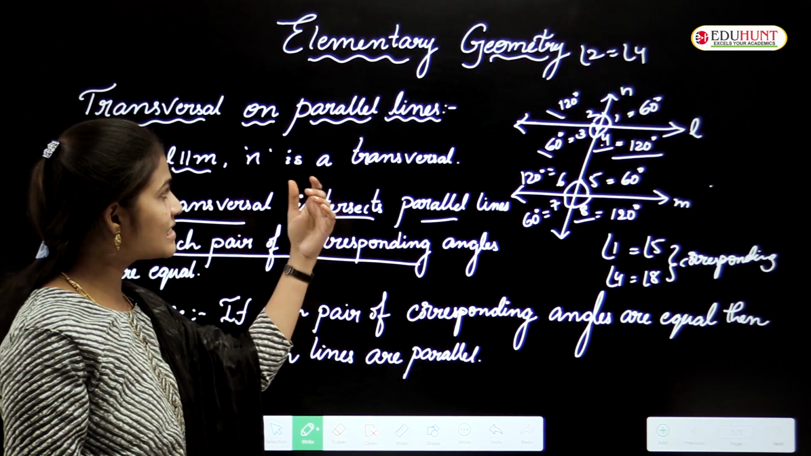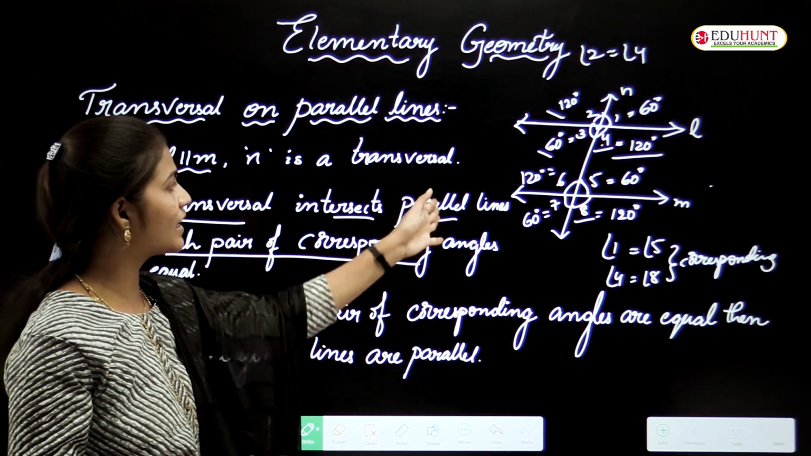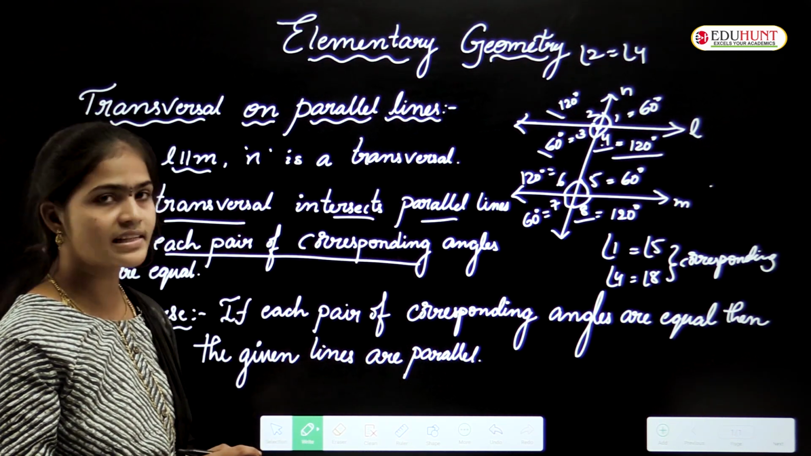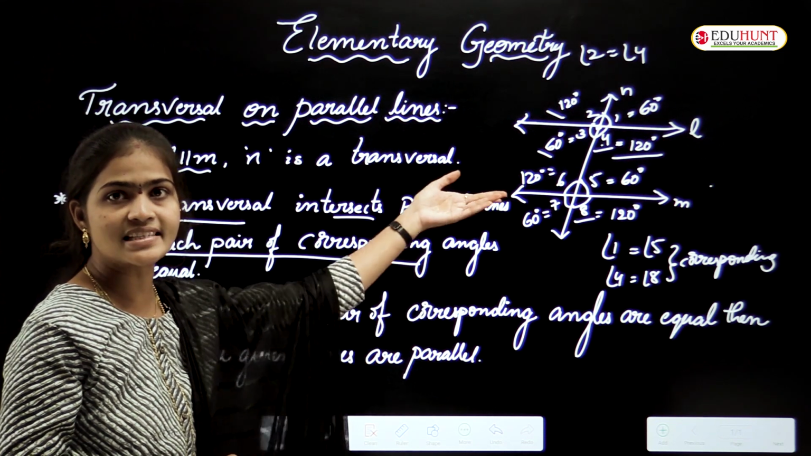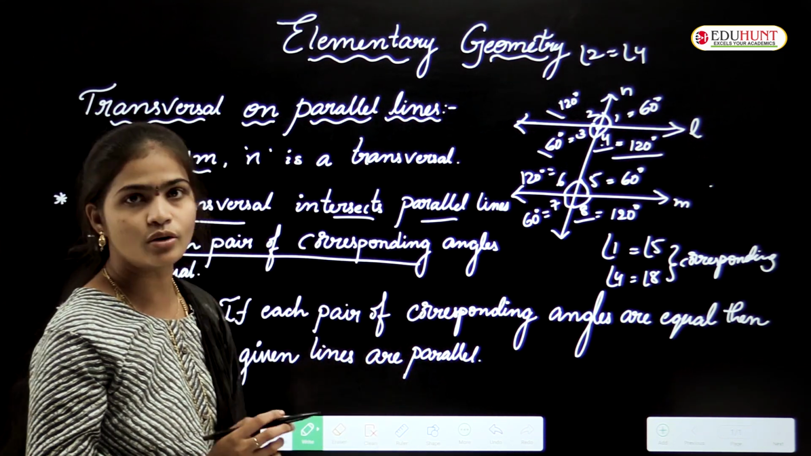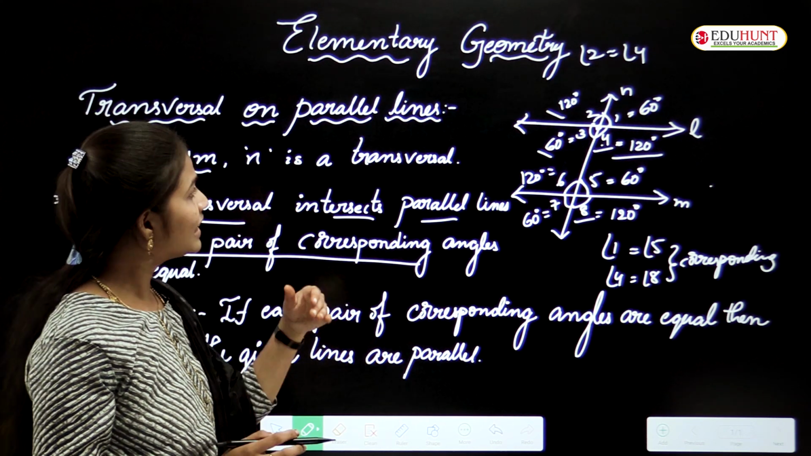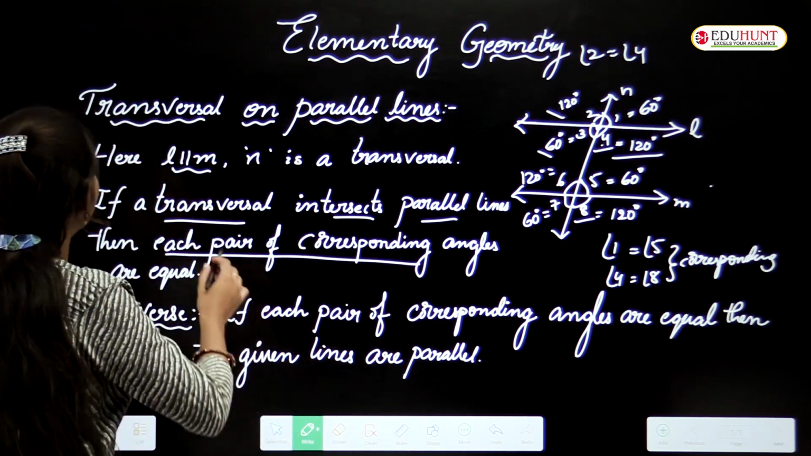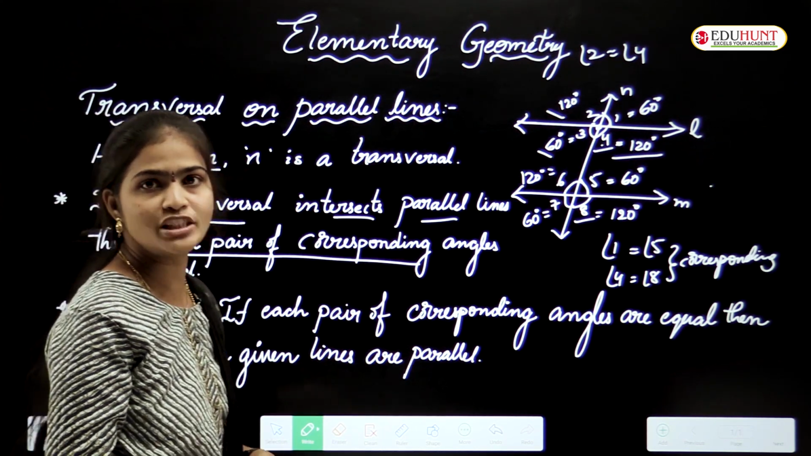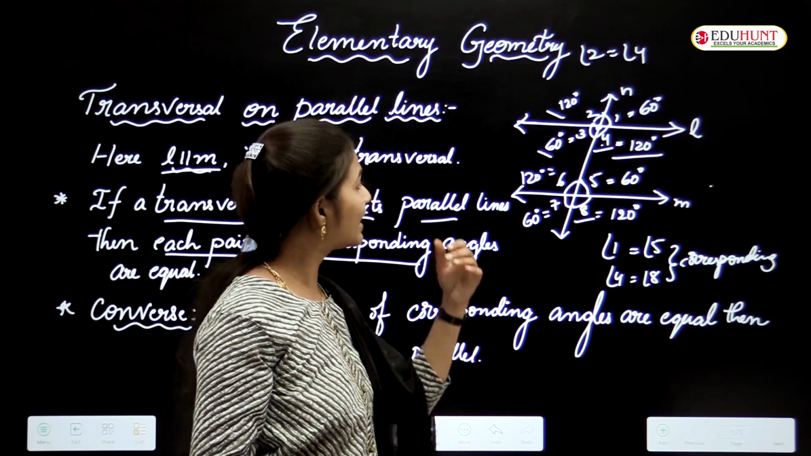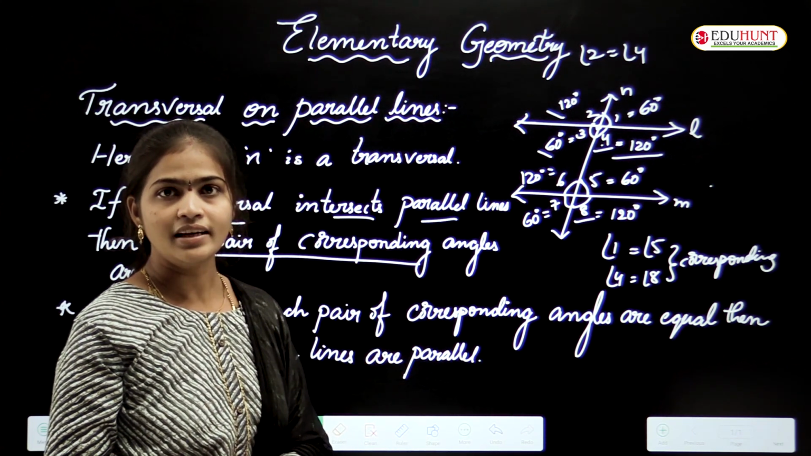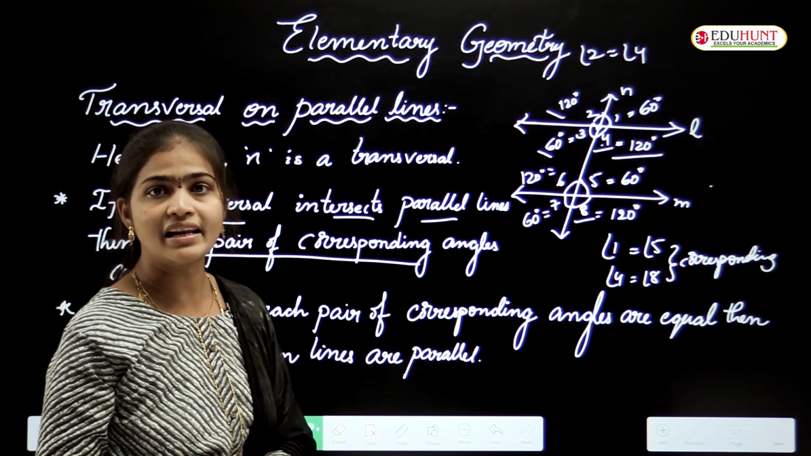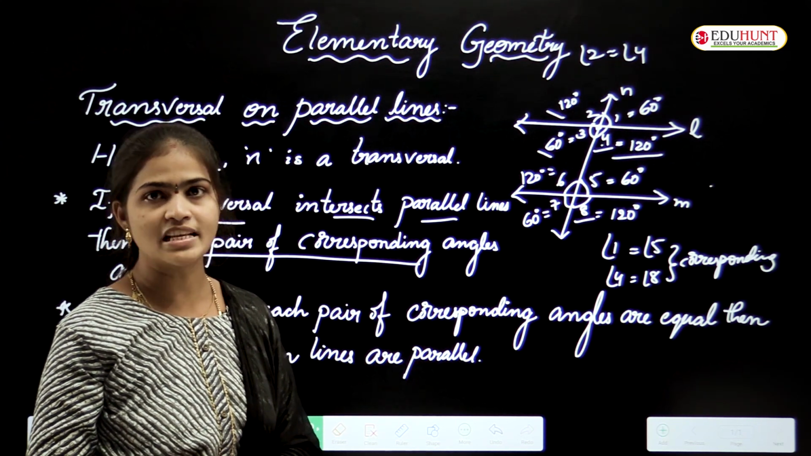So if the given lines are parallel, then we can find the leftover angles. By using the corresponding angles condition we can find all the remaining ones. But here the given condition is not given. What is that? L is parallel to M, that condition is not given. But they have given the angles. Now is it possible to say that the given lines are parallel or not? Yes, obviously we can say that.